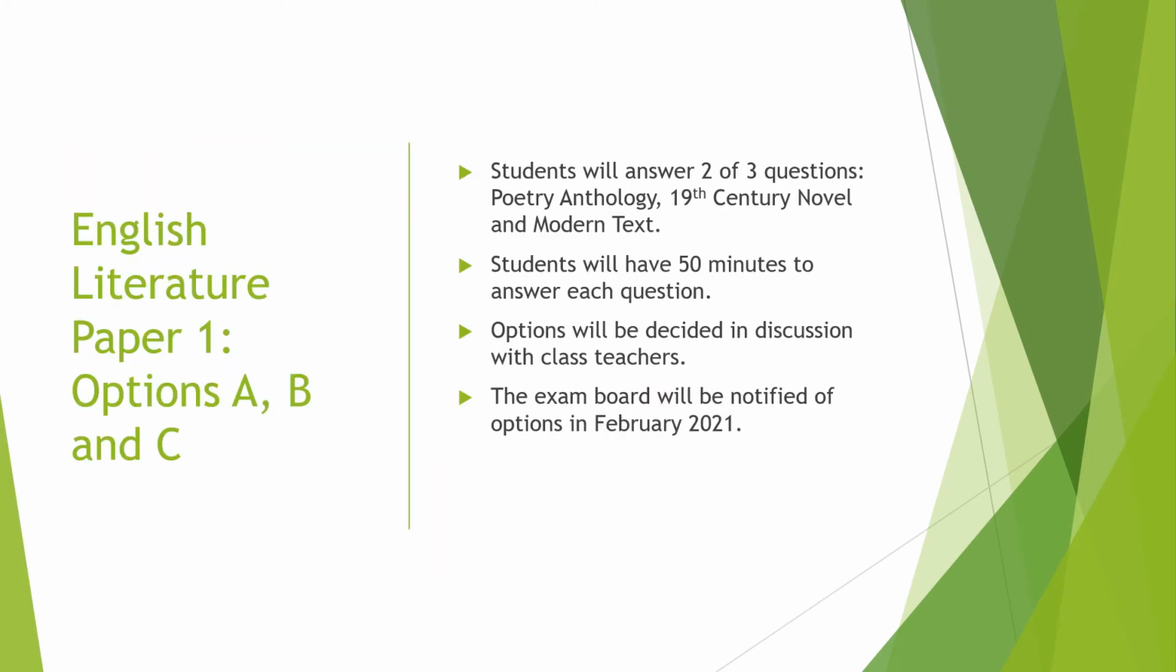For English Literature Paper 1, students have studied a poetry anthology, either the poetry of power and conflict or the poetry of love and relationships. They will have studied a 19th century novel, either Frankenstein, Jekyll and Hyde, or A Christmas Carol. And they will have studied a modern text, either An Inspector Calls or Lord of the Flies. Students will only have to answer 2 questions on 2 of these texts. They will have 50 minutes to answer each question.